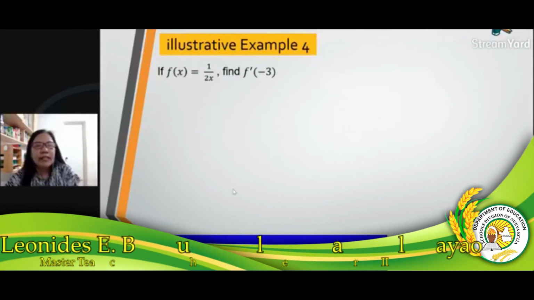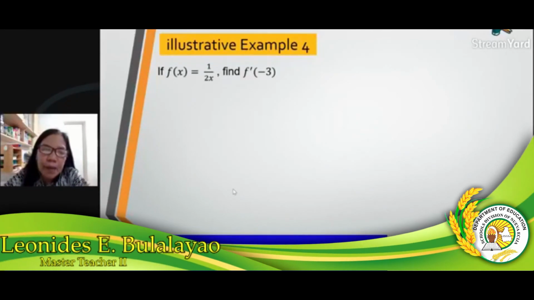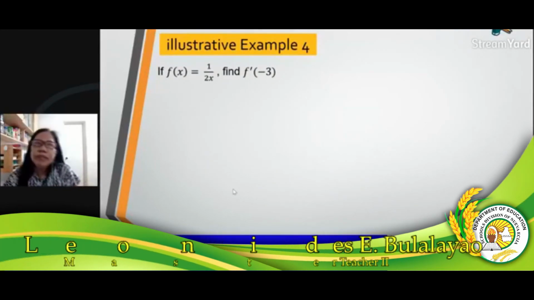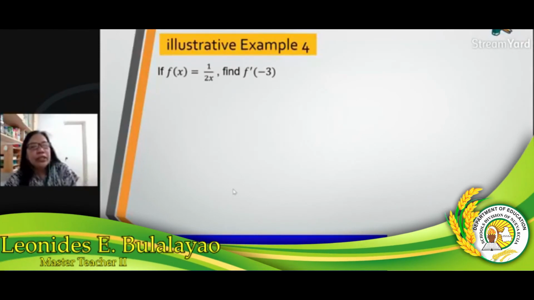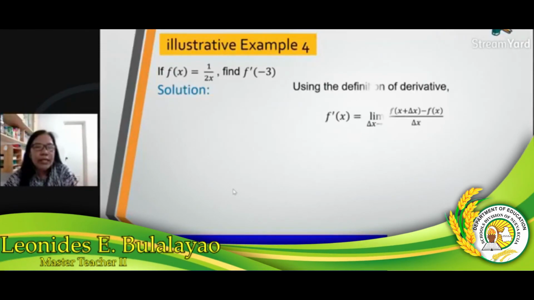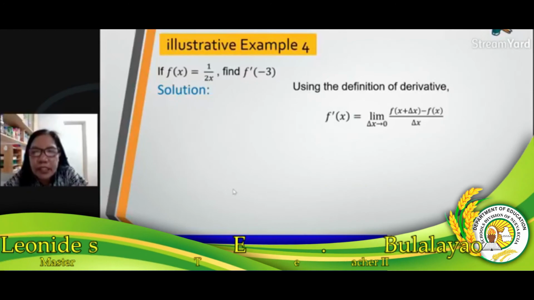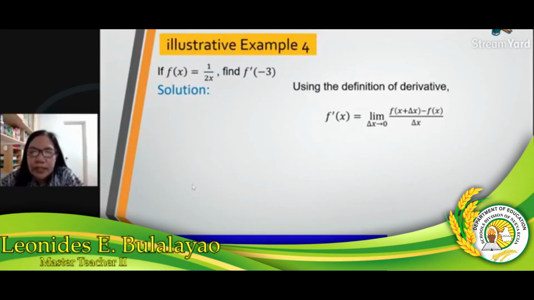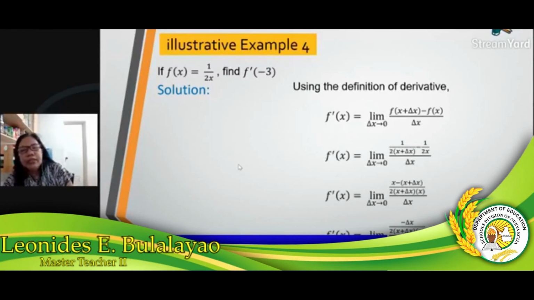Okay, so if we have a problem like this, if f of x equals 1 over 2x, find f prime of negative 3. So this problem also means that you have to find the slope of the tangent line at x equals negative 3. So see, the slope of the tangent line and the derivative of the function. So let us solve this one. Using the definition, since the definition of the derivative is the same as the slope of the tangent line to the curve, it is the same procedure that we are going to use.